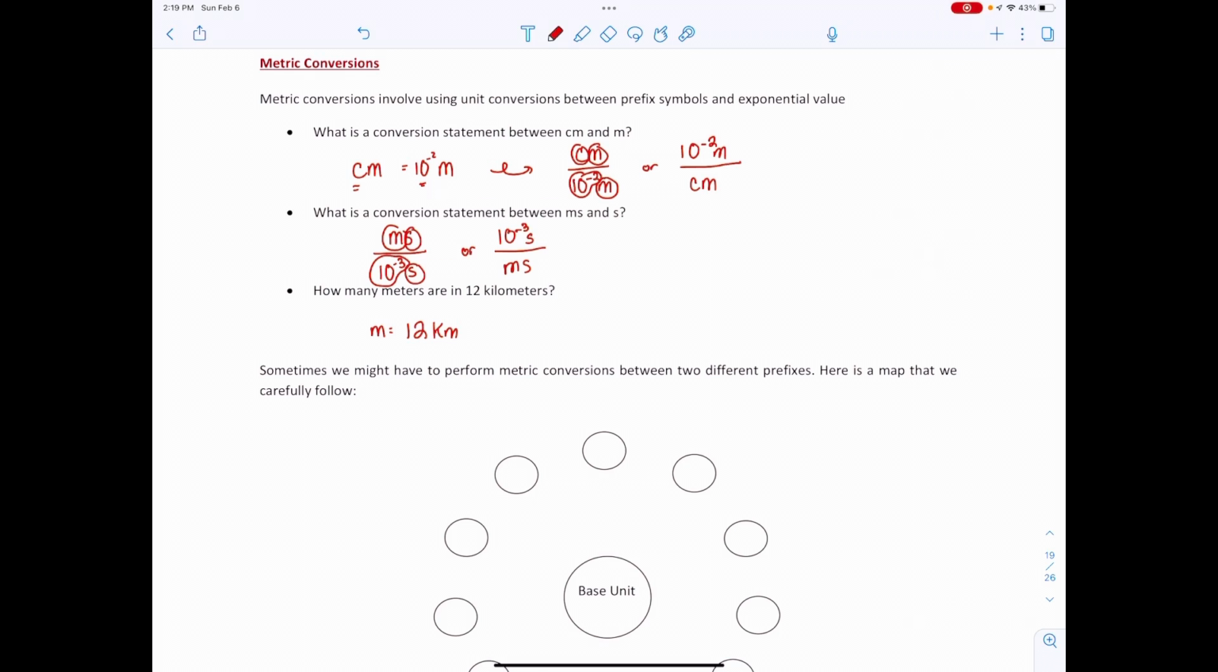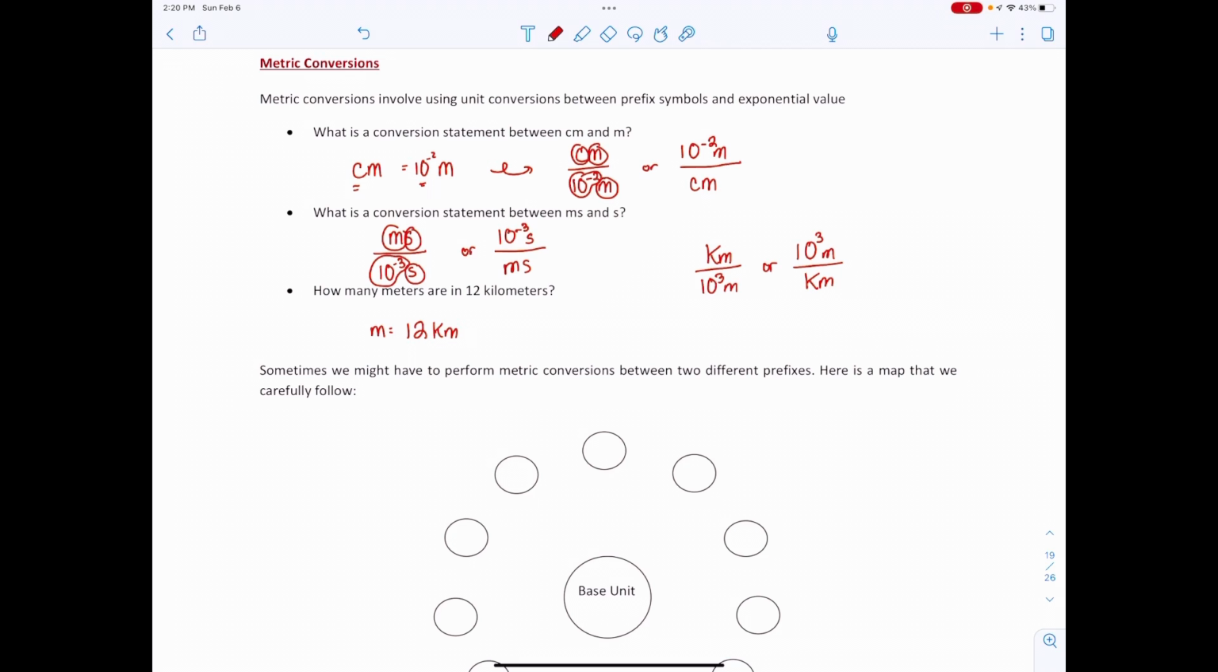And so if I want to convert from kilometers to meters, let's take a look at the conversion statements. I can say that in 1 kilometer, I have 10 to the power of 3 meters. Or I can say, if I have 10 to the power of 3 meters, that is 1 kilometer. These conversion statements allow me to play between the two different units, either kilometers or meters. But I need to pick which conversion statement I use.